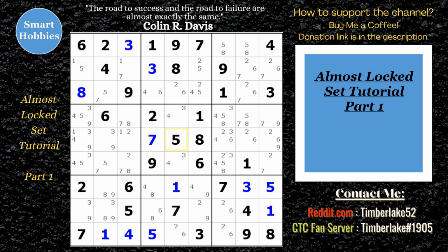Heard of the term almost locked set, or ALS, but don't know what that is or how you can use it in a Sudoku puzzle? Greetings, friend. In this video, I will break down this advanced Sudoku strategy, including all the definitions you need to know, plus show you expert tips and tricks on how to use ALSs to solve hard Sudoku puzzles. And with that, it's solving time.